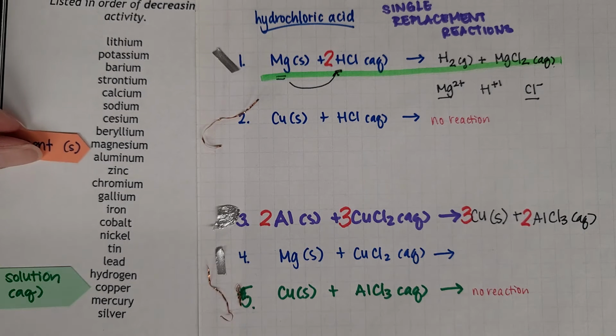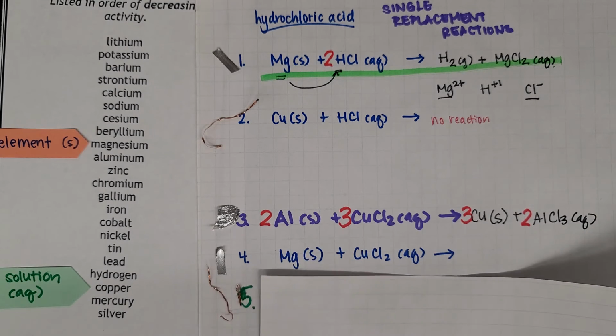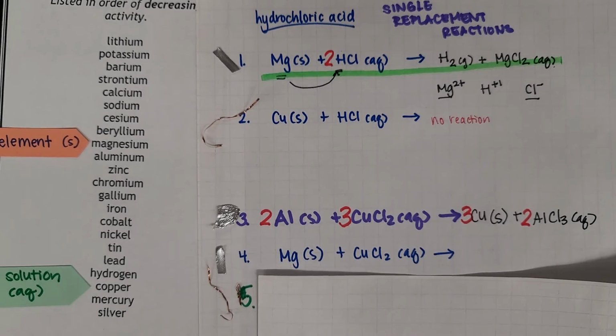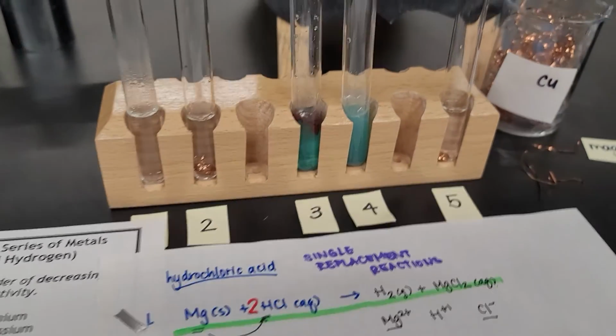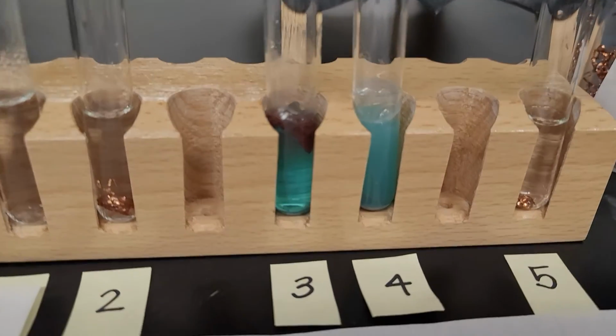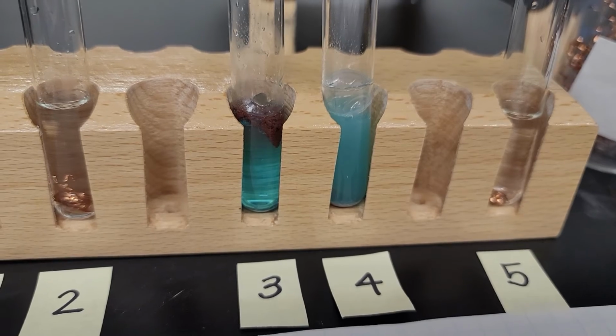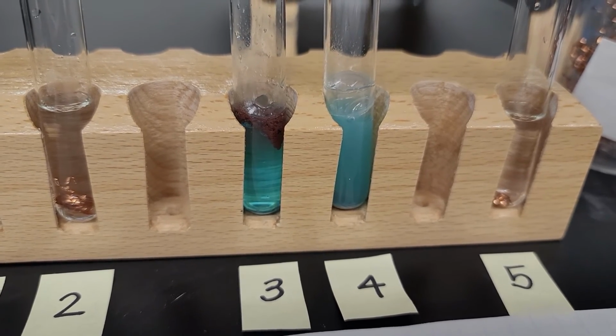And now for the last one with magnesium and copper 2 chloride. Magnesium is even more reactive than copper in solution. So this will definitely have a reaction, which we saw earlier. And if you don't remember, right over here, reaction number 4, it looks like the copper is at the very bottom. Sorry, this reddish brownish powder is at the very bottom. All right, so here, put this back.